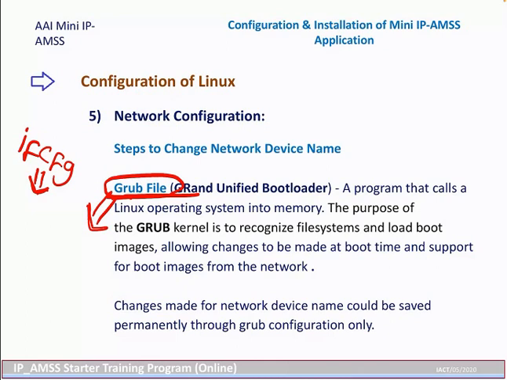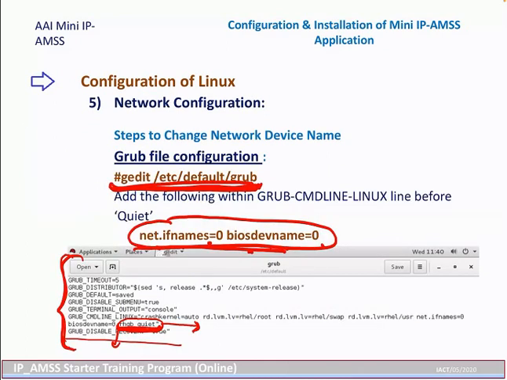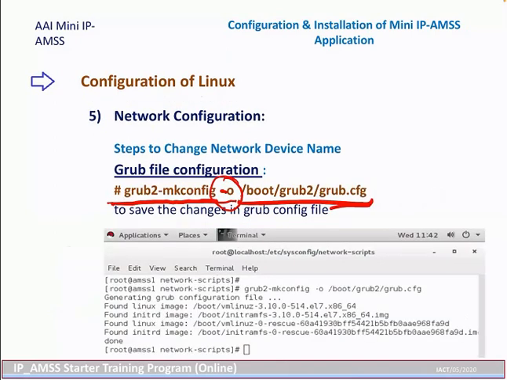Just before this word, add this line: net.ifnames=0 biosdevname=0. Using this, after you save this particular line, every time you reboot the system it does not return to the default values which were there before. So whatever changes you had made become permanent. That is why we are editing this particular grub file.